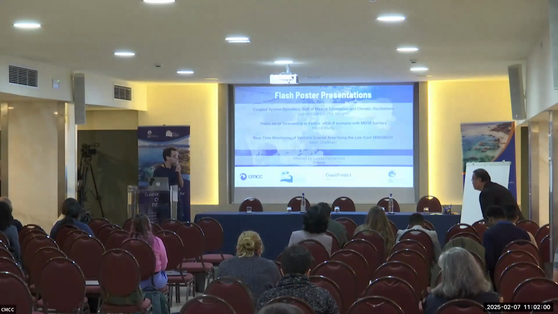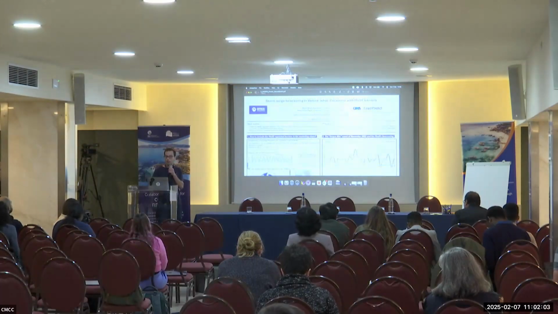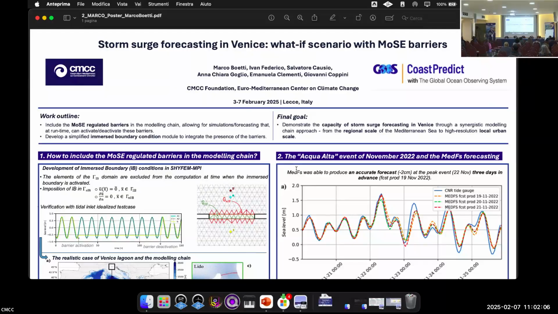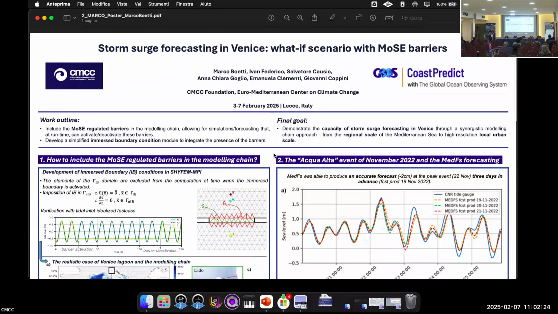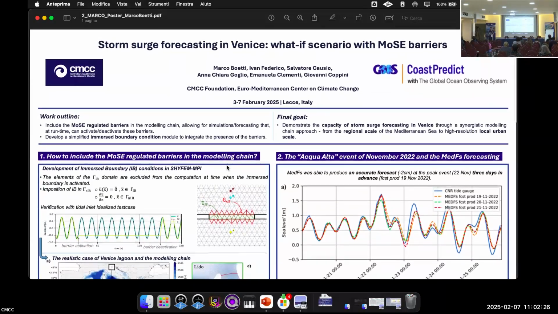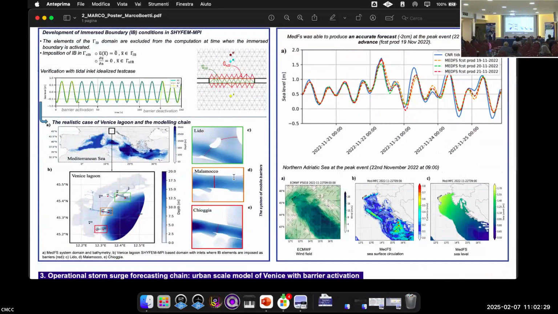Hello, everyone. I'm here to present the work that my colleagues and I have done at CMCC on the modeling of and the study of storm surge forecast in Venice. As some of you may know, in the last few years a system of barriers called MOSE has been built in Venice. It is composed of several modules located at the 3 main inlets of the lagoon, and they are activated whenever the surge rises in order to mitigate the damages to the city.